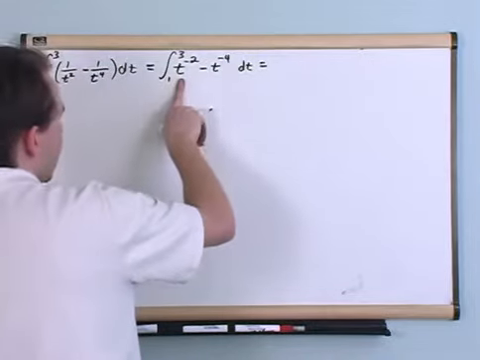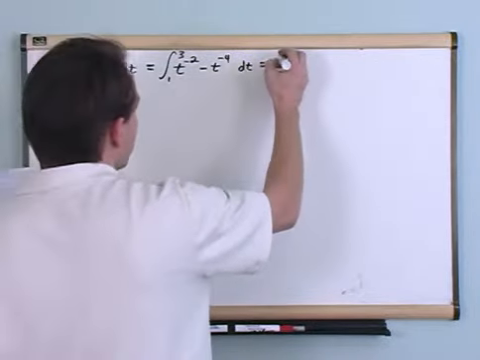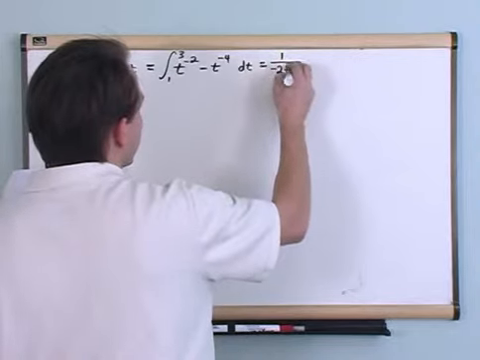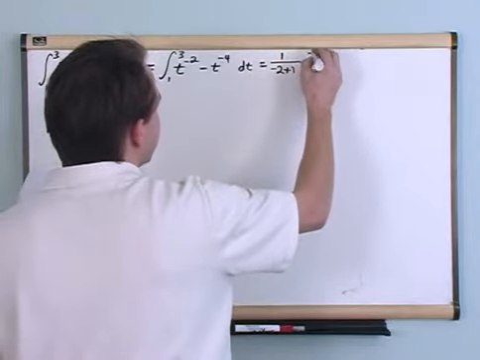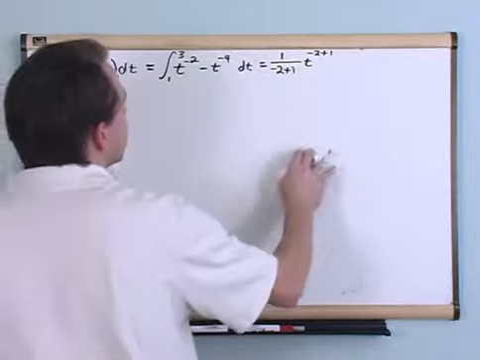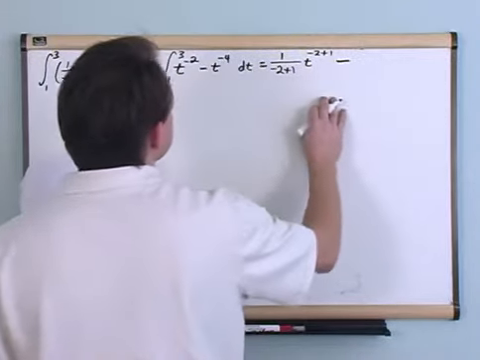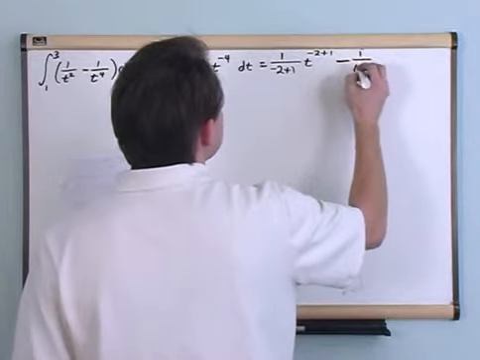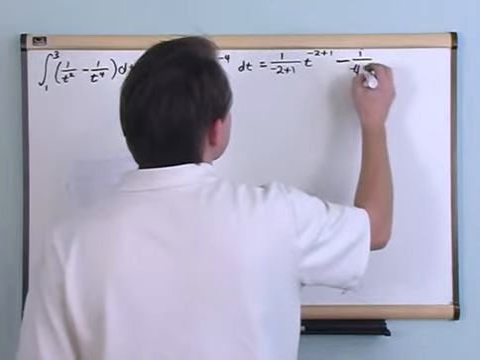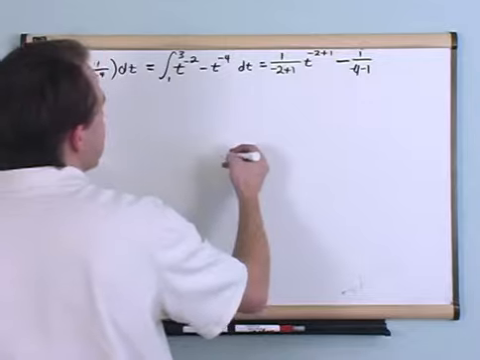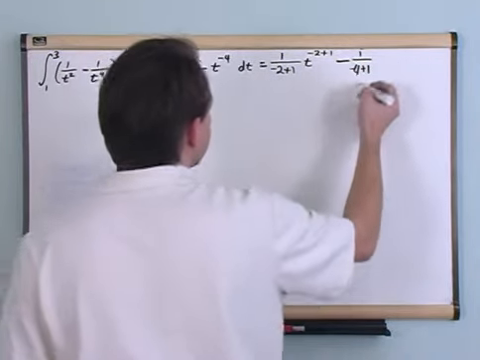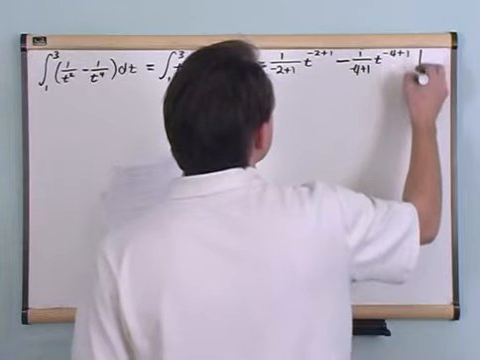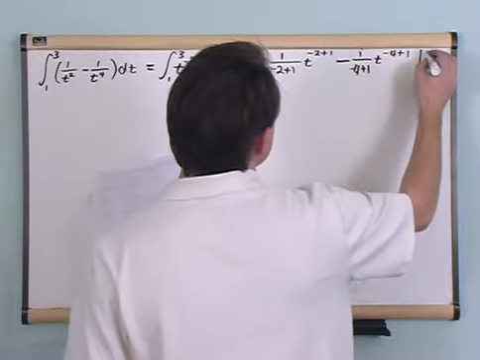Now, in order to apply the rule, I do it the same way as I did before. No big deal. 1 over minus 2 plus 1, t to the minus 2 plus 1, minus the second term, which is 1 over negative 4 plus 1, which is what we're doing when we integrate. t to the negative 4 plus 1. And this whole thing has to be evaluated from 1 to 3.